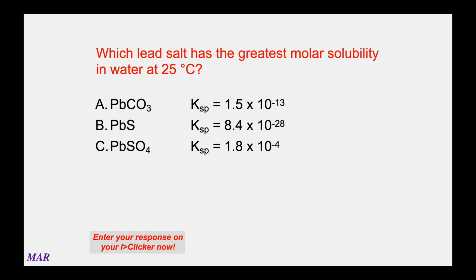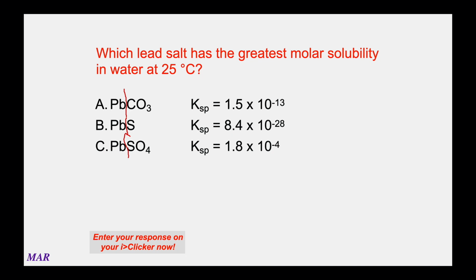At this point, I'm assuming you've tried the problem and you're ready to talk about the answer, so let's do it. All of these lead salts, which are lead ionic compounds, by the way, are 1-to-1 cation to anion. So 1 lead to 1 carbonate there, 1 lead to 1 sulfide there, and 1 lead to 1 sulfate, all right? So they're all 1 cation, a lead, to 1 anion, whatever it is.